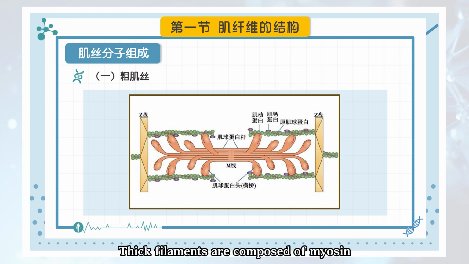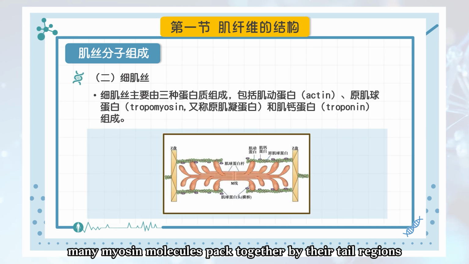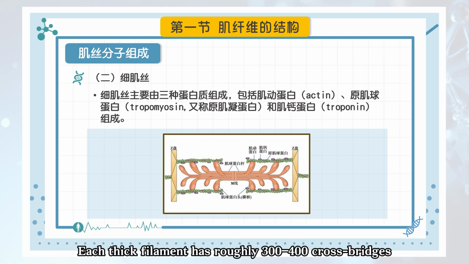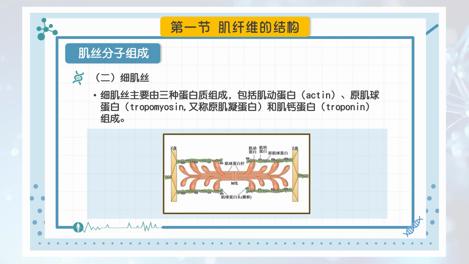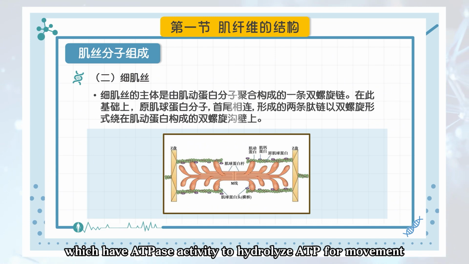Thick filaments are composed of myosin. Many myosin molecules packed together by their tail regions, with their heads projecting outward to form cross bridges. Each thick filament has roughly 300 to 400 cross bridges, which have ATPase activity to hydrolyze ATP for movement.